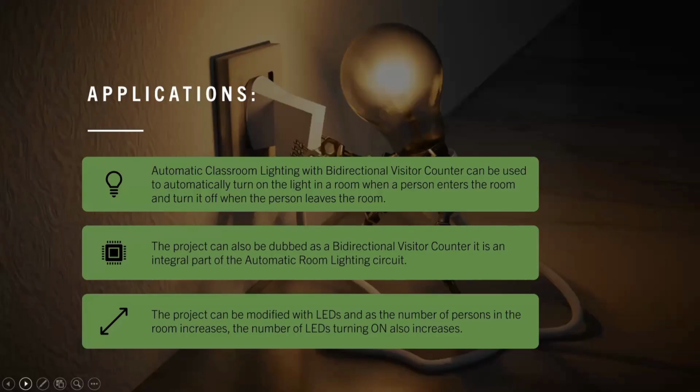Applications of this project. Automatic classroom lighting with a bidirectional visitor counter can be used to automatically turn on the light in the room when a person enters and turn it off when the person leaves. The project can also be dubbed as a bidirectional visitor counter. It is an integral part of an automatic room lighting circuit. The project can be modified with LEDs, so that as the number of persons in the room increases, the number of LEDs turned on also increases.